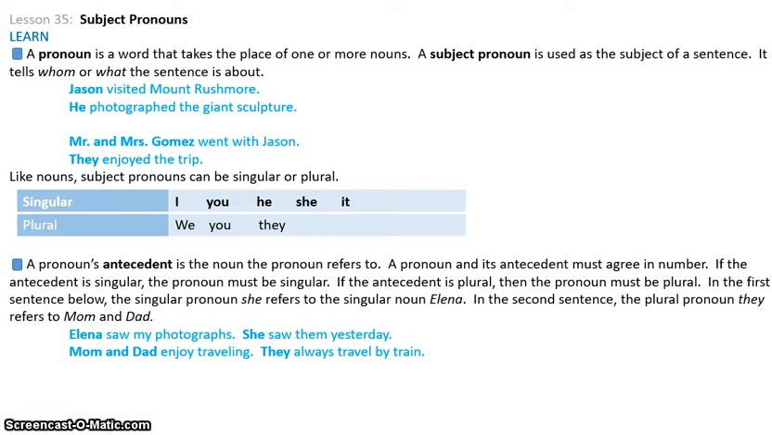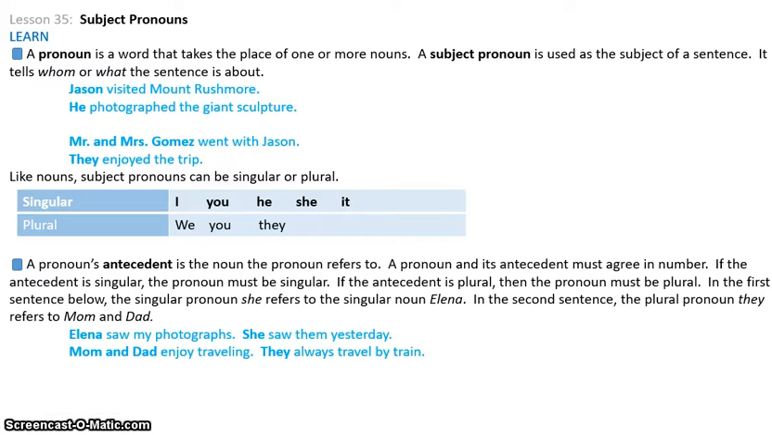So right below that, they give you a handy dandy little chart. This comes in handy when you're working with your workbook page, but you need to get used to kind of memorizing these and figuring these out. So they give you these singular or plural subject pronouns. Now that next little section talks about a pronoun's antecedent. I'm not going to even go there because you don't need to know the word antecedent.